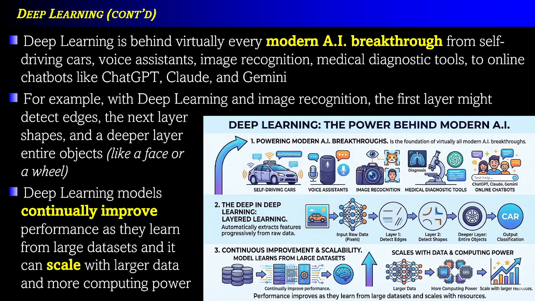So for example, with deep learning and image recognition, the first layer of that neural network might detect some edges. The next layer will detect a shape. And as it gets deeper and deeper through the layers, it will eventually detect the entire object, like a face or a wheel. Deep learning models continually improve performance as they learn from large data sets and can scale up with even larger and more powerful computing power.